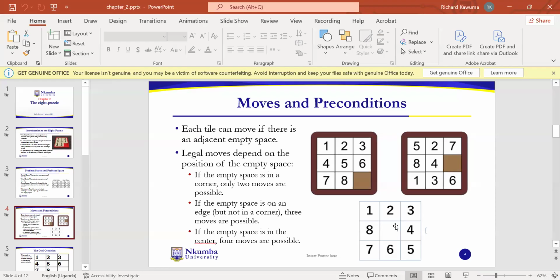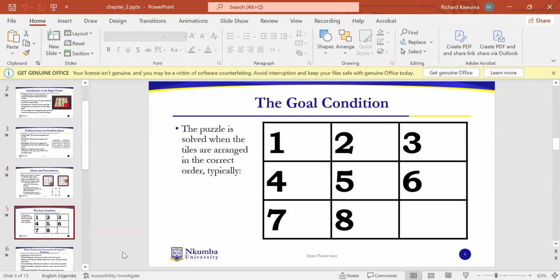So legal moves depend on the position of the empty space. If the empty space is in the corner, only two moves are possible. That one I have already said. If the empty space is on the edge, but not in the corner, three moves are possible. That one also I have already said. If the empty space is in the center, four moves are possible. Okay? I know these terms look difficult, but they will become clearer with time.